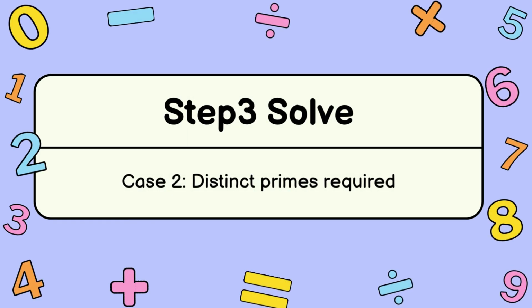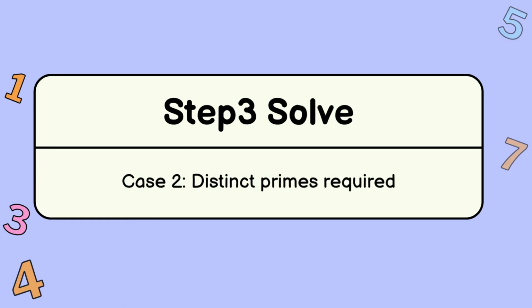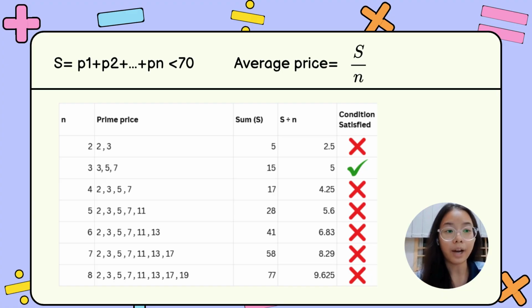Case 2, distinct primes required. Distinct primes means the numbers cannot be the same. Now we look at the table I showed in the slide. If n equals 2, we use 2 and 3 as the prices of the items, and the sum is 5, and the average is 2.5. So it does not satisfy the condition because the average price is not a whole number.